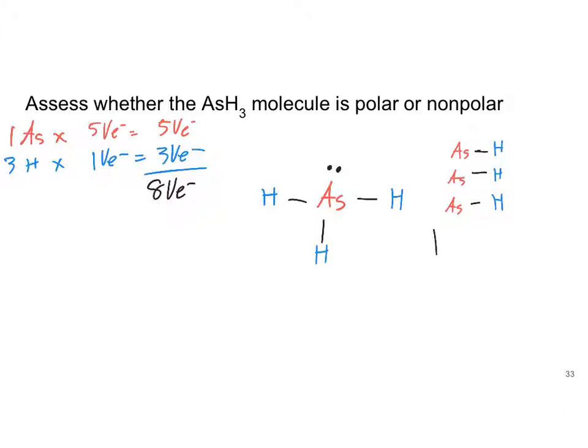And when I go to check my electronegativity difference, arsenic is 2.0, hydrogen is 2.1, which gives me an electronegativity difference of 0.1. So that tells me that these are all nonpolar bonds. So those are all nonpolar bonds.